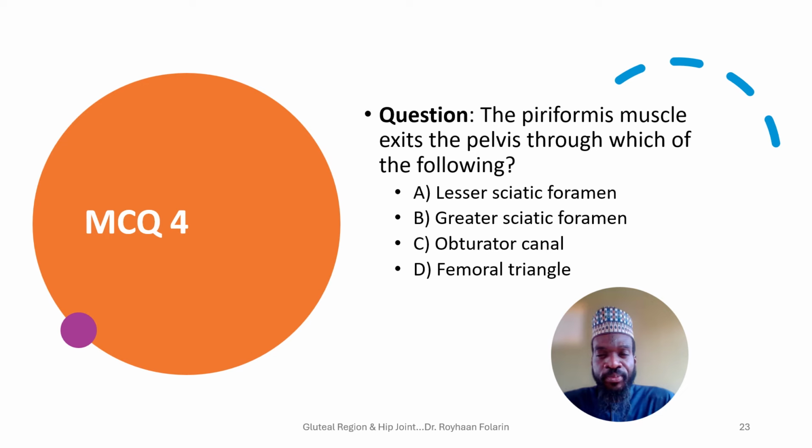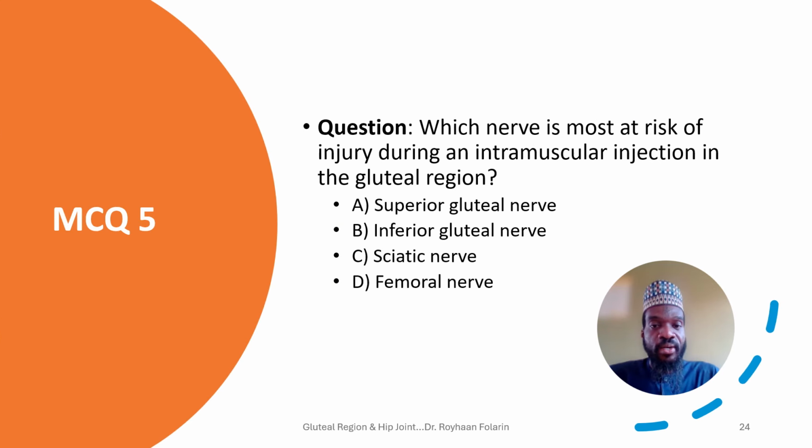The piriformis muscle exits the pelvis through which of the following? I mentioned it in the lecture; take your time and you know where to drop the answer. Is it the lesser sciatic foramen, greater sciatic foramen, obturator canal, or the femoral triangle? Next, which nerve is most at risk of injury during an intramuscular injection in the gluteal region? The superior gluteal, the inferior gluteal, the sciatic nerve, or the femoral nerve?